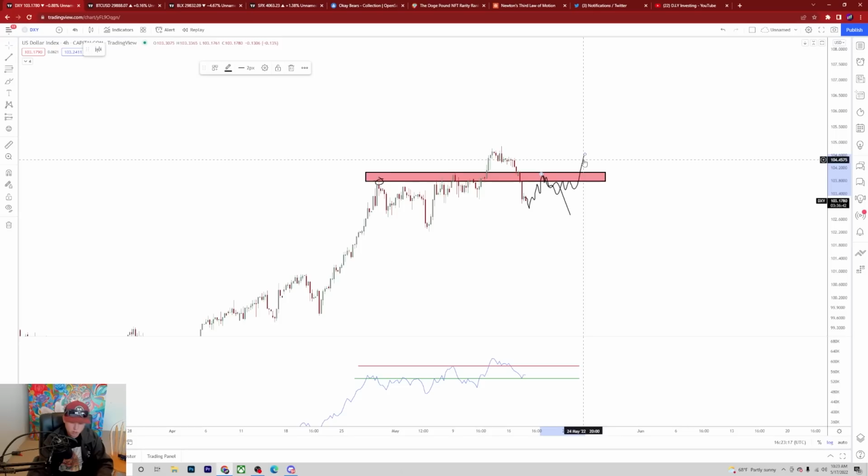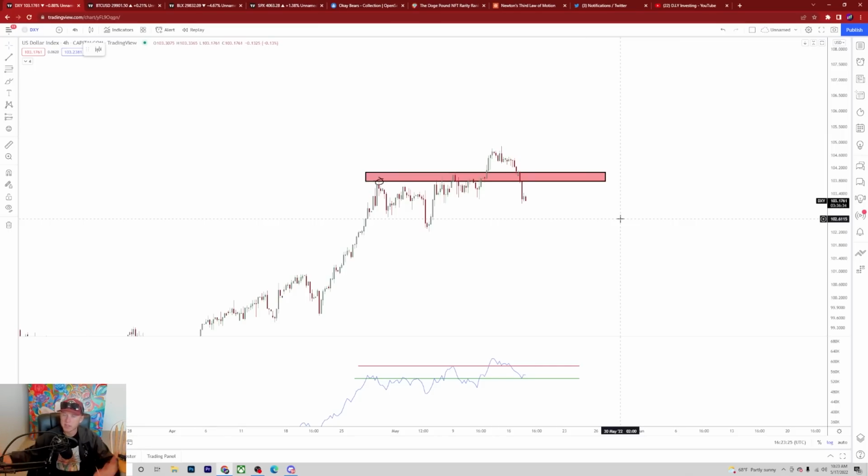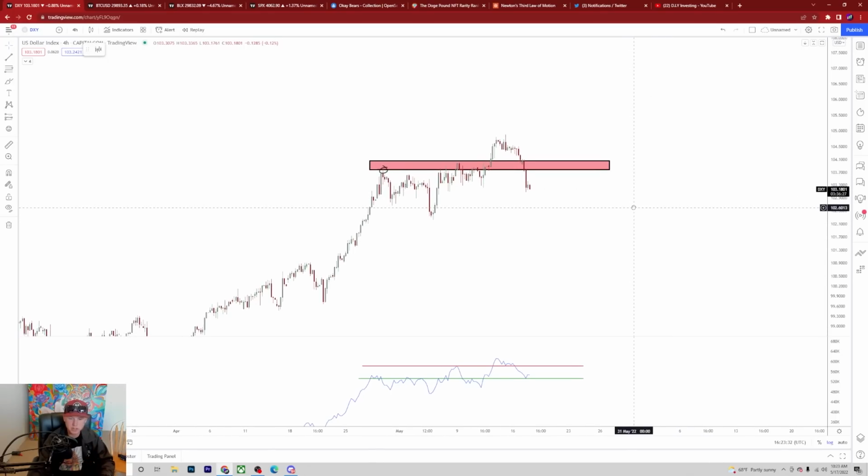That would not be good for crypto. I don't see a real scenario that's valid that makes any sense where the dollar and Bitcoin go up together. Yes, it has happened, but it really just hasn't been happening over the last few years, and so I don't think that that's something we should necessarily think about or try and factor into the equation.